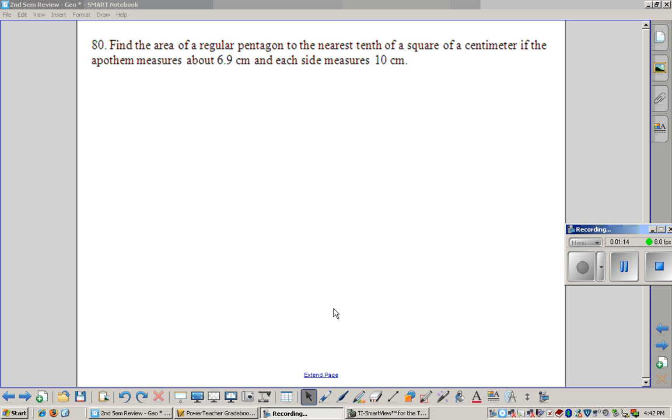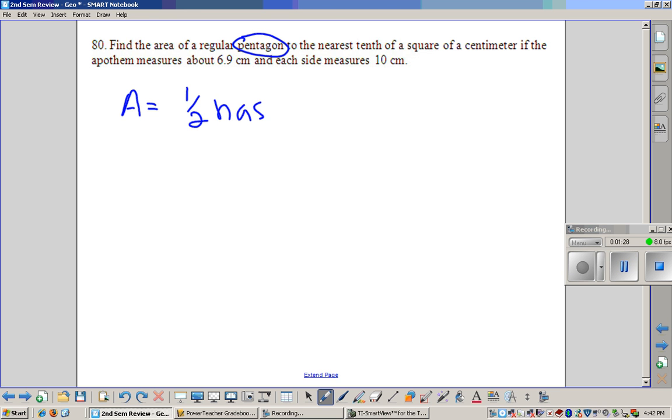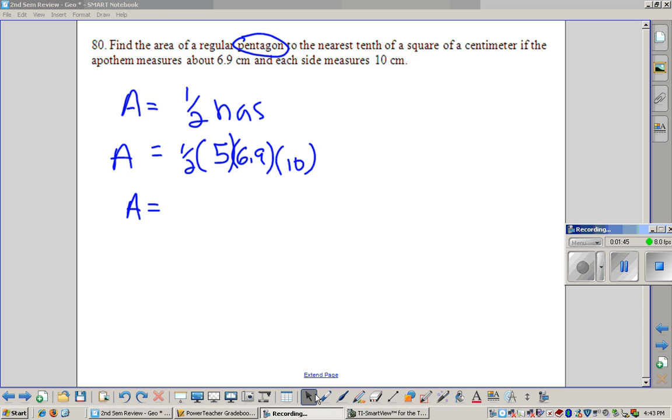Problem 80 says find the area of the irregular polygon to the nearest tenth. The apothem they give you, the side length they give you, and they tell you it's a pentagon. So with the pentagon, that tells you you need the formula for area of a polygon, 1/2 nas. n is a 5-sided figure. a, the apothem, is 6.9. The side length is 10, and there's a half. We're going to multiply all that together and get the answer of 172.5.